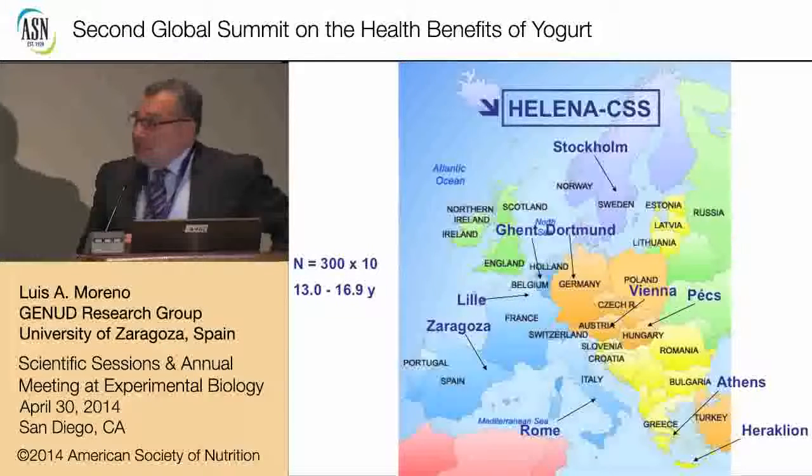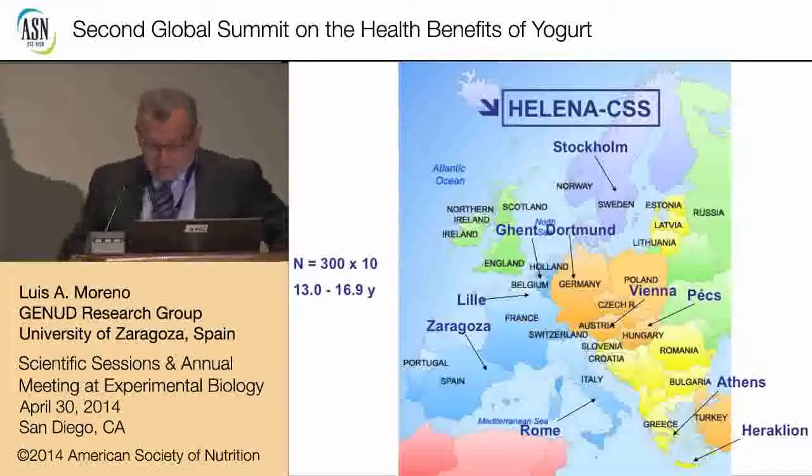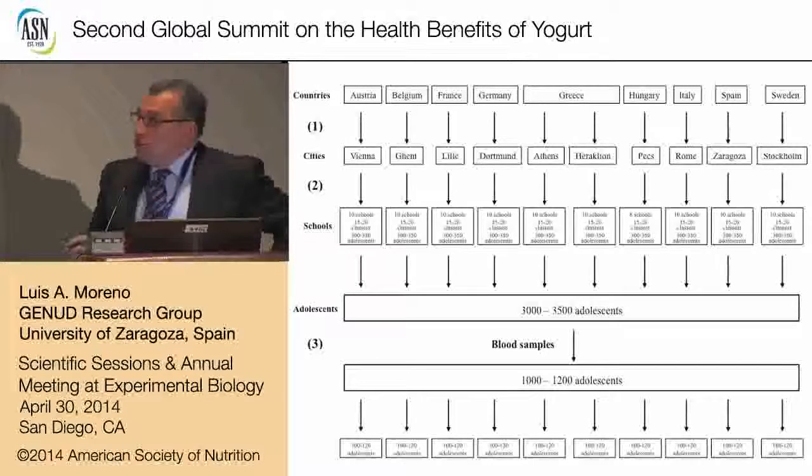The Helena study, as I already mentioned, is a cross-sectional study that was performed in 10 European cities, from the north Stockholm to the south Heraklion, for instance, and from the east Pécs in Hungary to the west Lille or Zaragoza in France and Spain. So we had 9 countries, 10 cities, because in Greece we assessed adolescents from Athens, but also Heraklion, where the Mediterranean diet was described in the 1960s.